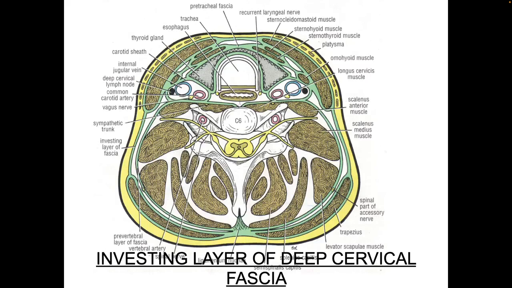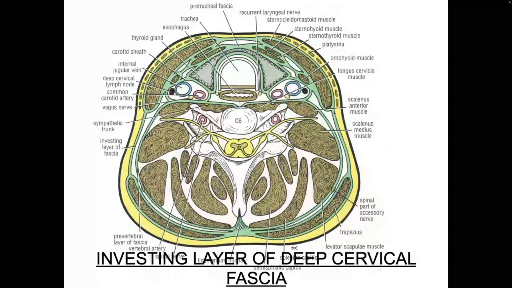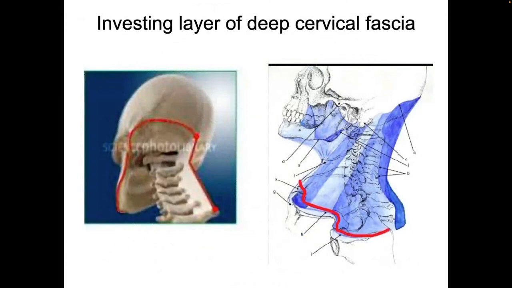If you can see the pointer, I will slowly move the pointer. This part is the investing layer. This part, it is completely going round. In this section which has been taken, the TS, the green colored part all around the sides, this entire is the investing layer of the deep cervical fascia. Let us see its attachments.